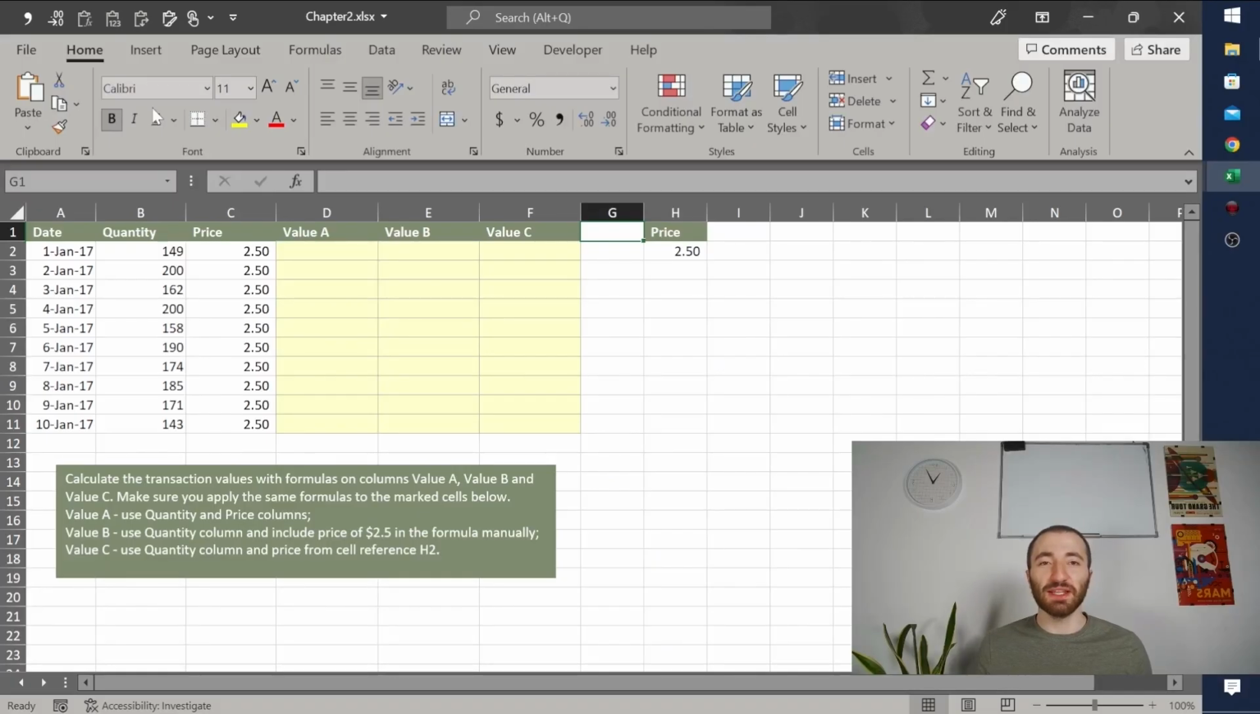Hey guys, Nick here, and in this tutorial we're going to talk about fill down operation, absolute and relative references of Excel. Let's have a look at our table and the problem definition.